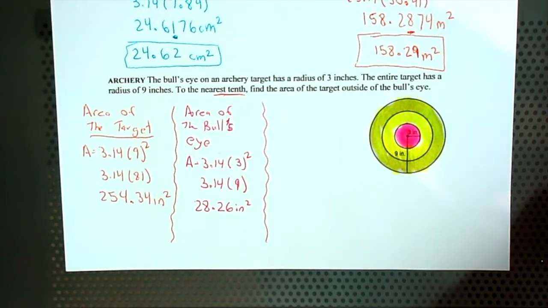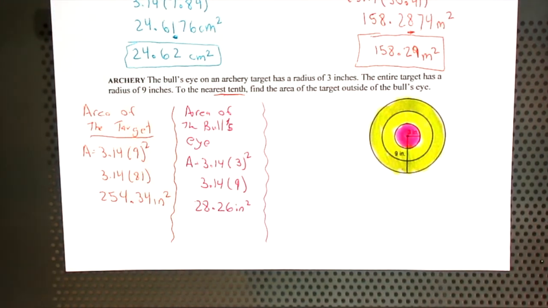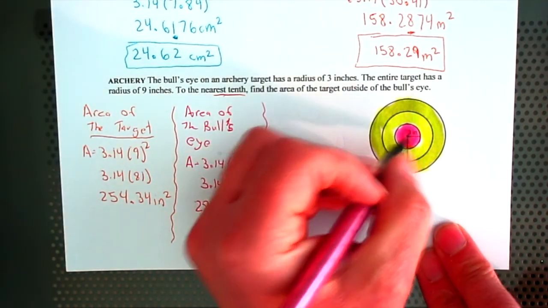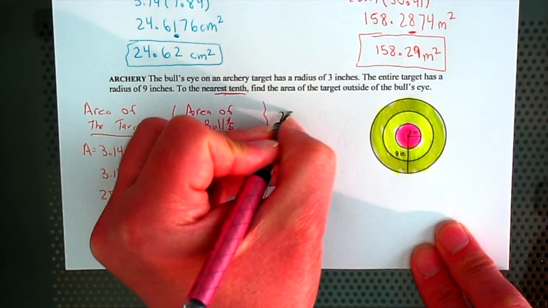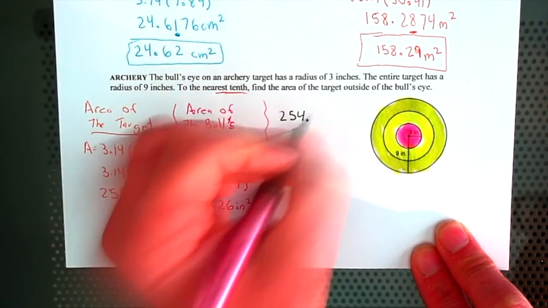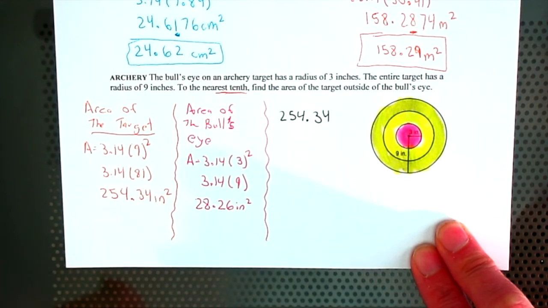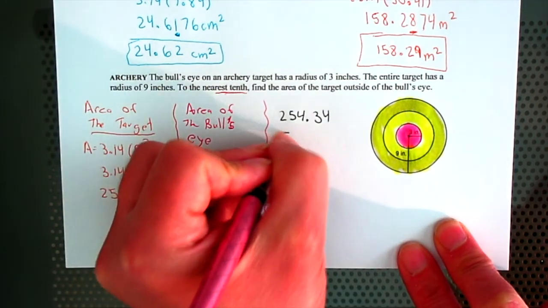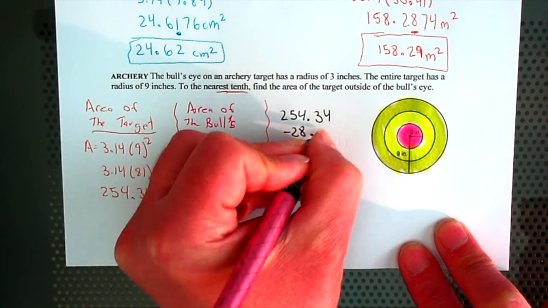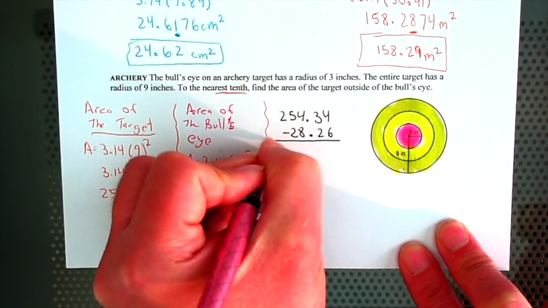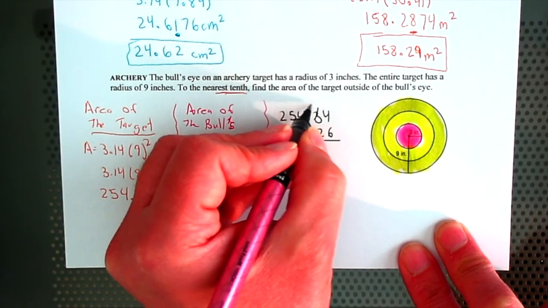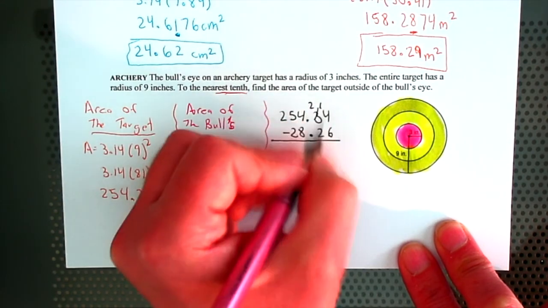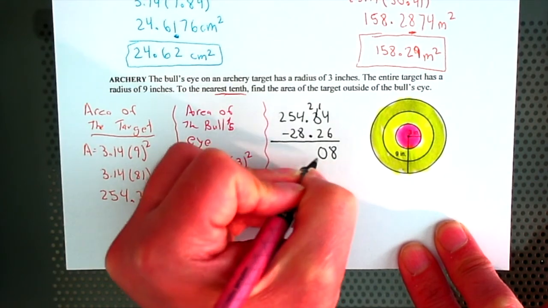Now to find that other outer area, I'm going to remove this. It's like I cut this out, so I'm going to remove it. The way I remove it is with subtraction. So I have 254.34, and now I'm going to subtract 28.26. Well, I need to end up borrowing. So that becomes 2, this becomes 14. So that's 8, that's 0.